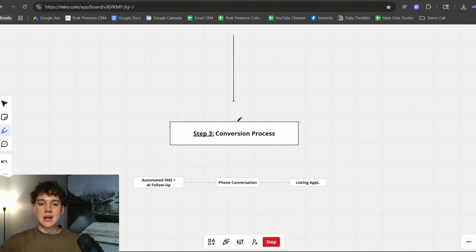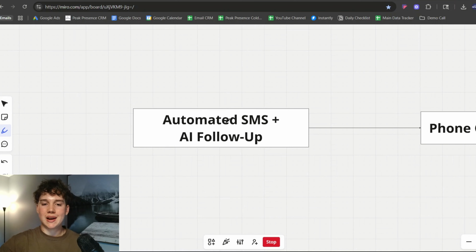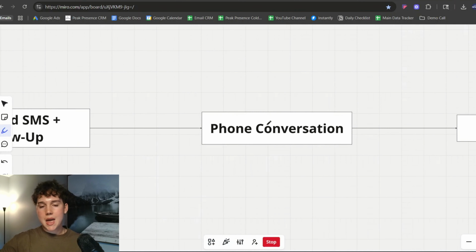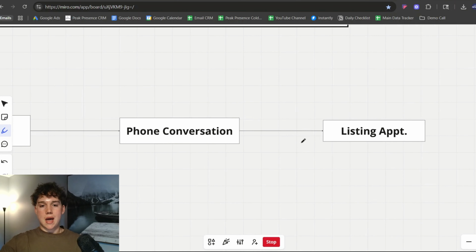Now, the last part of it is the conversion process. I would highly recommend having some sort of automated SMS or AI follow-up to build leverage in your business. You don't want to be manually texting all these people. You can automate all of it except the phone calls. By the time they get on the phone with you, they're already going to be sold on you as a realtor. And then from there, you just do what you do best, which is get the listing appointment.